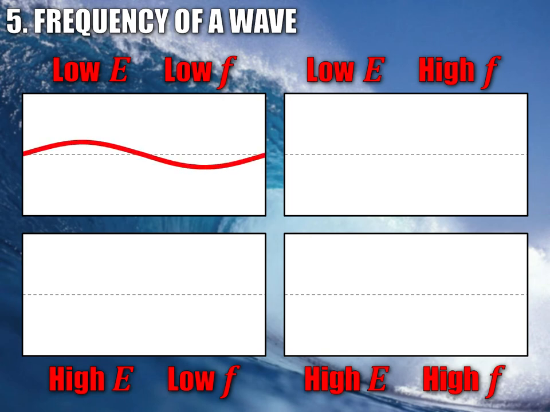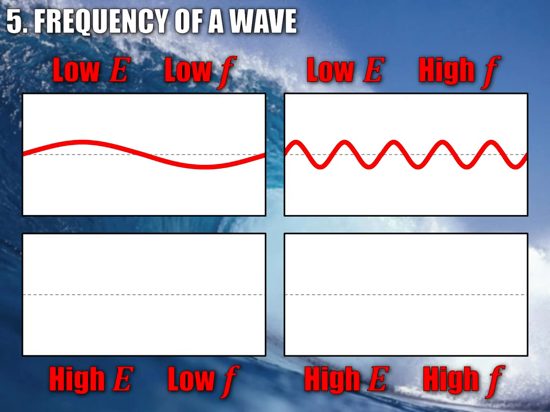So this wave has a low energy. We can see that based on the height. The amplitude is quite small, as well as a low frequency. It's only completed 1 cycle. If we were to increase this to a high frequency wave with a low energy, we'd keep the amplitude the same, but just make there be more cycles.